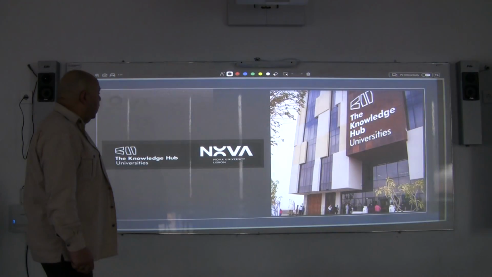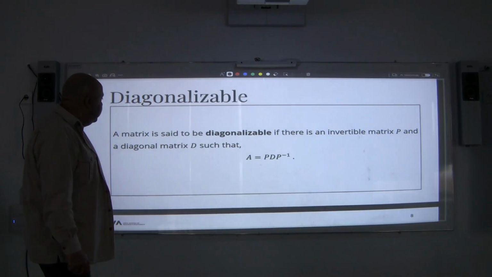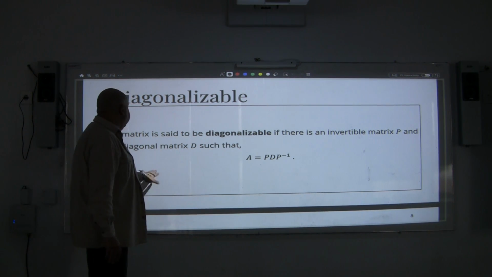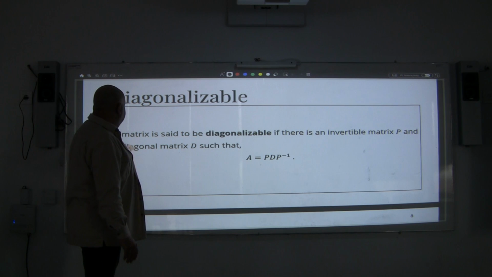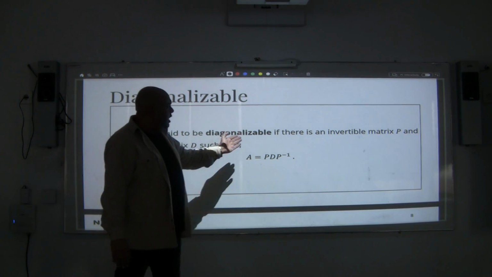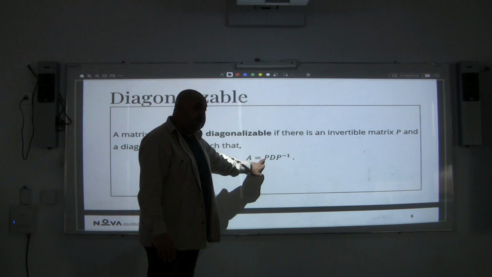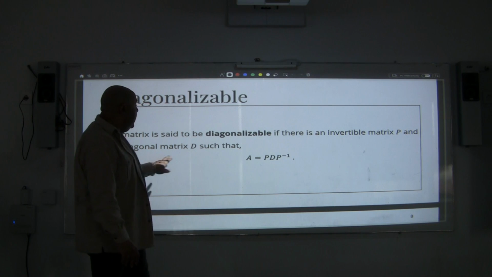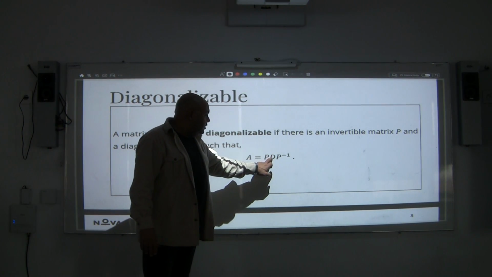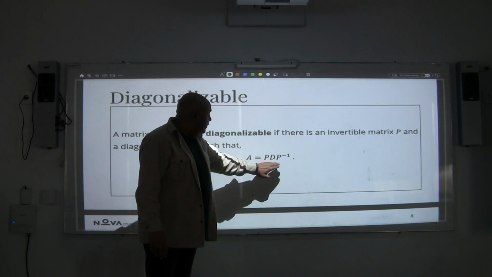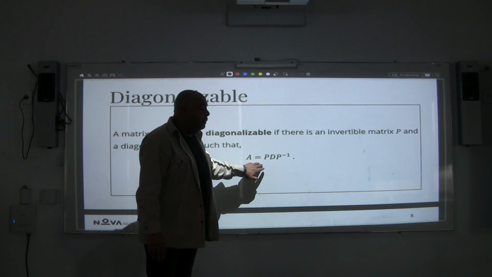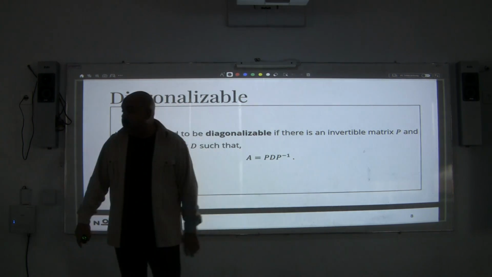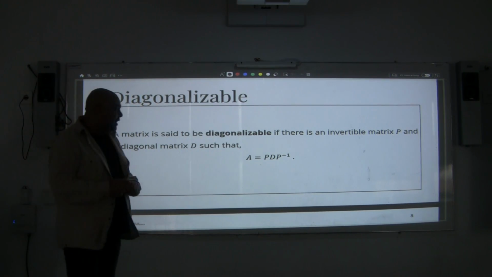Now once more, let's get back to the main slides. Of course, what I tried to explain previously is written here. A matrix is said to be diagonalizable if there is an invertible matrix P, and you will have to get its inverse, such that the A matrix is equal to P times D times P minus 1. By the same idea, if you multiply this relation by P from the right and P minus 1 from the left, you will end up having a diagonal matrix.